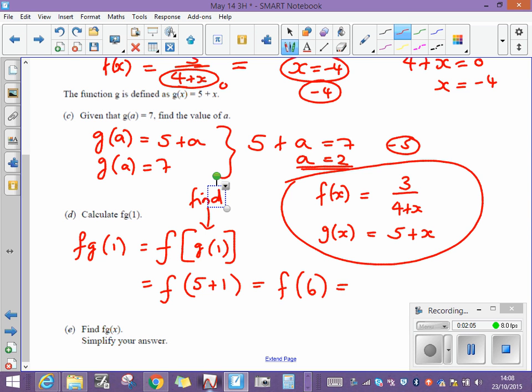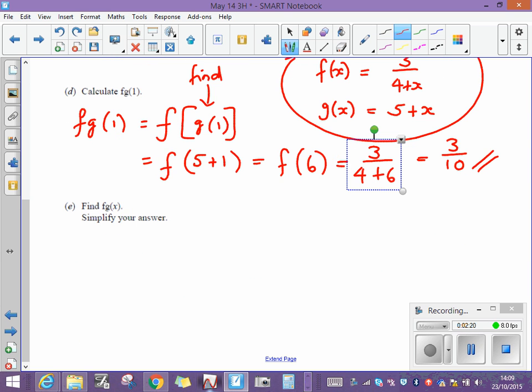And we also know that f of x is 3 over 4 plus x, so f of 6 is going to be 3 over 4 plus 6. Well, that's just 3/10. So fg of 1 is 3/10. Okay, let's just carry on to the last bit.